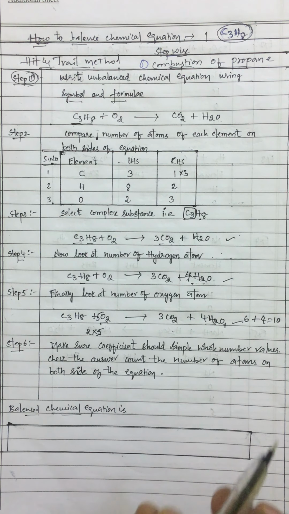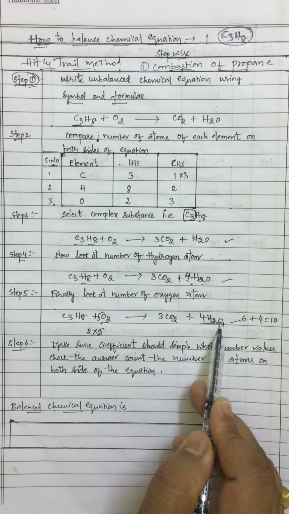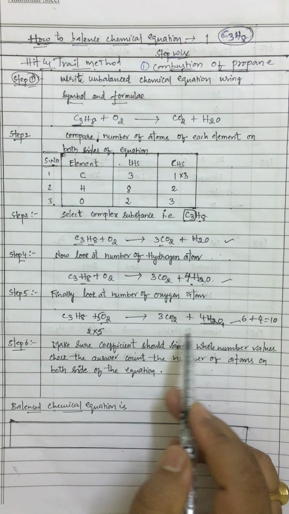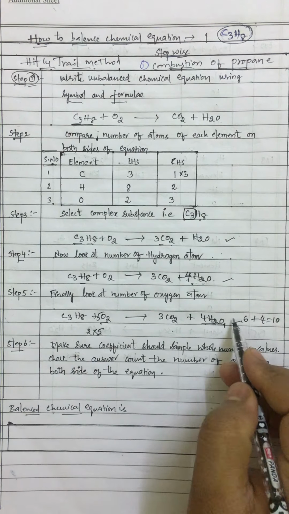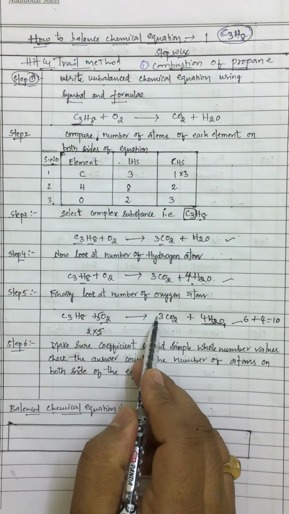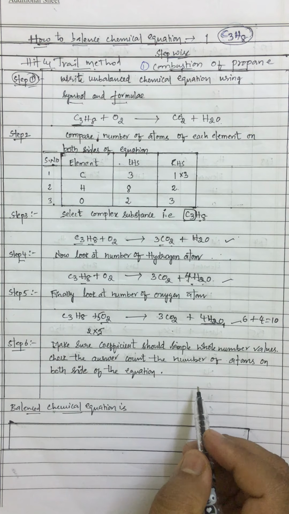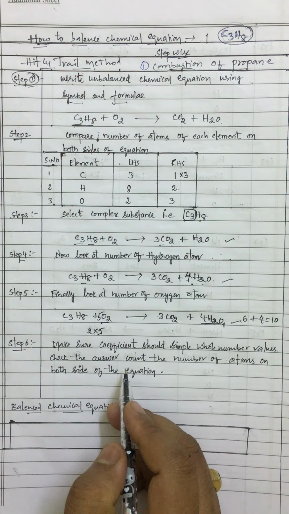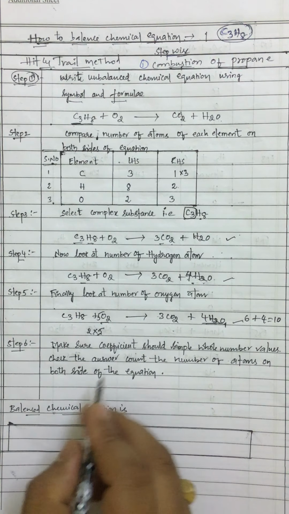The only thing we need to do is add a suitable number before that particular formula in order to make those atoms balance. At last, after balancing all the atoms, we need to check whether these coefficients are simple whole number values or not, right? Is it clear? So these are simple whole number values. After that, finally, you need to recount and recheck the number of atoms.